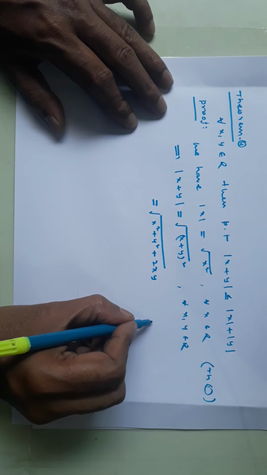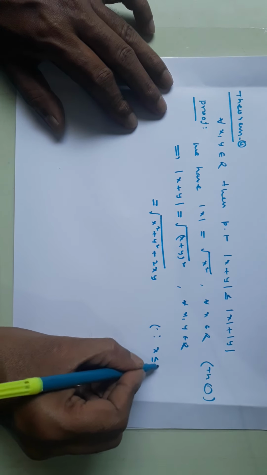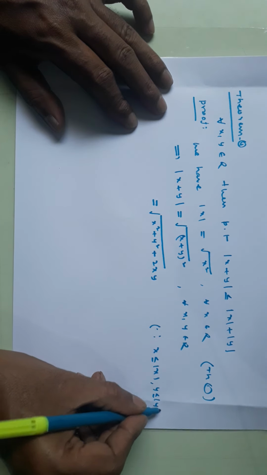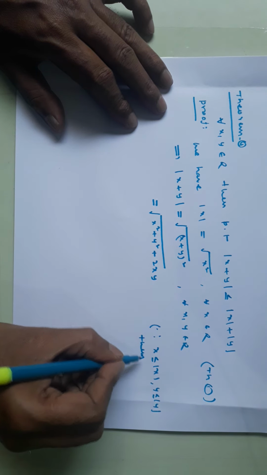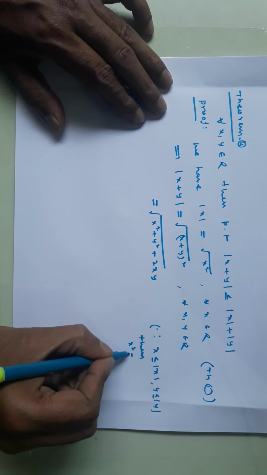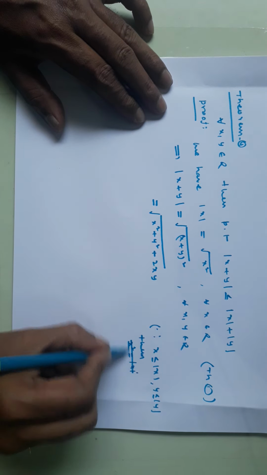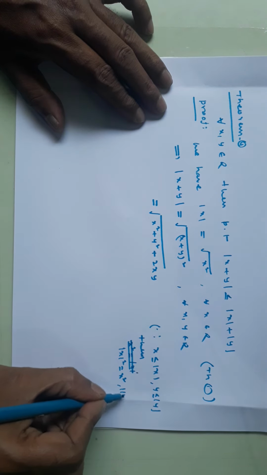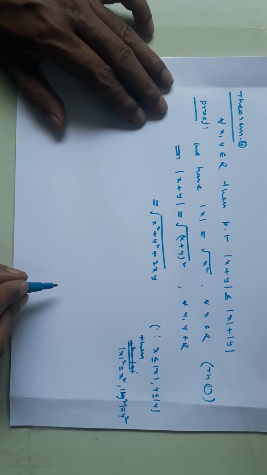Next, since x is less than or equal to mod x, and y is less than or equal to mod y, then x square is equal to mod x square, and y square is equal to mod y square.